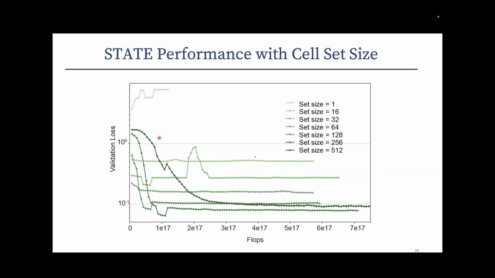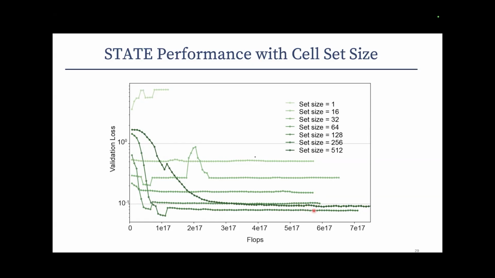And as you can see here, as you increase the cell set size, as the green gets darker, the validation loss of the model keeps decreasing up until a certain point around 256, at which it starts to plateau. And beyond that, the model doesn't get a lot better for this specific data set.